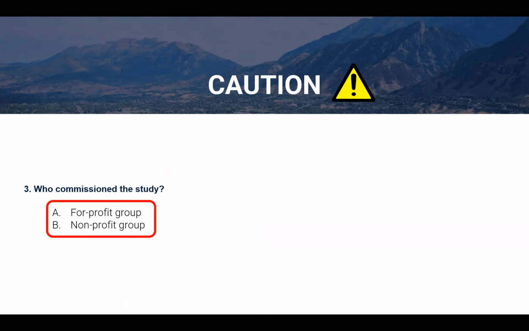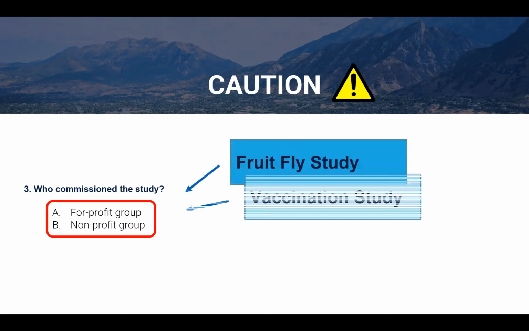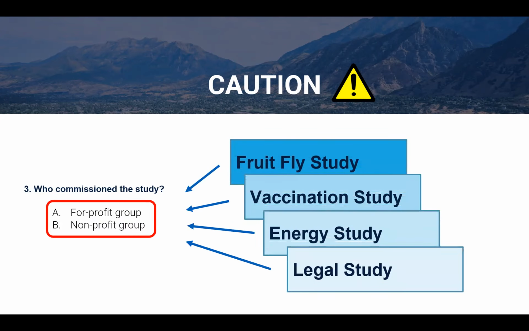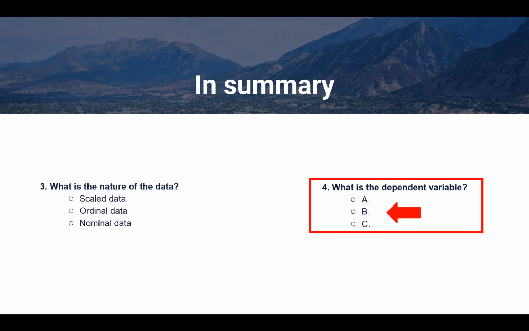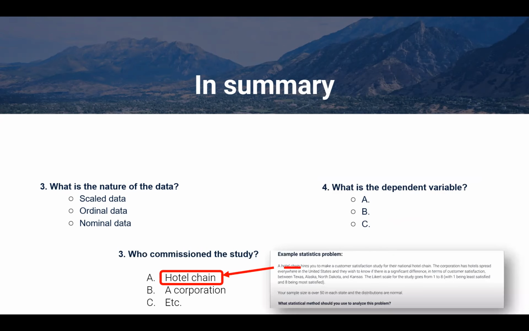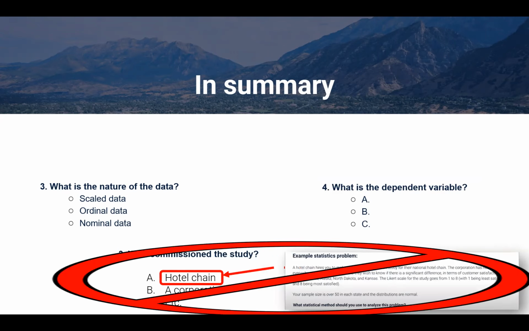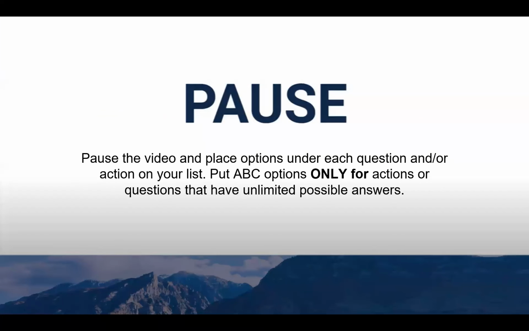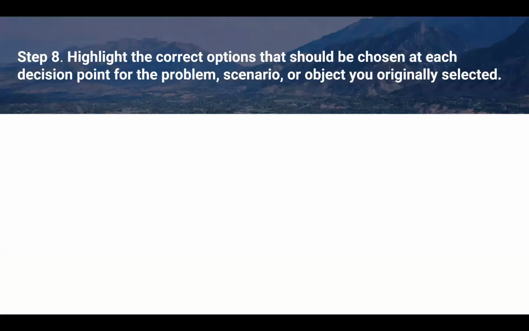In other words, we need to have generic options that would be relevant to hundreds of different problems. In summary, most of your options will be categories like these. And a few may provide ABC options, like this one. But none of the options will use the actual wording from a problem or scenario. Pause the video and place options under each question and/or action on your list. Put ABC options only for actions or questions that have unlimited possible answers.